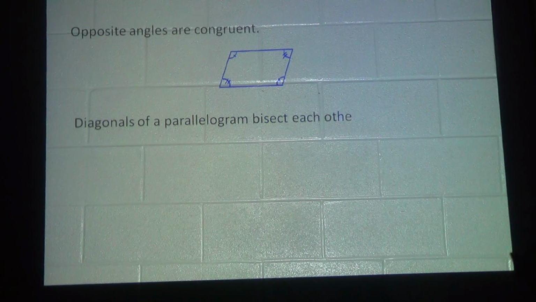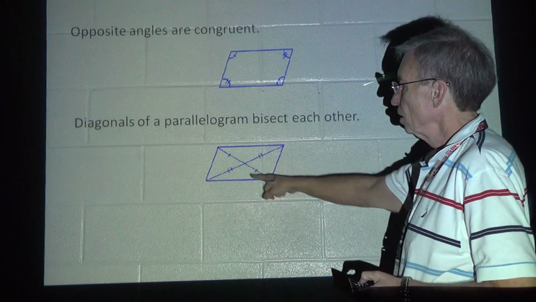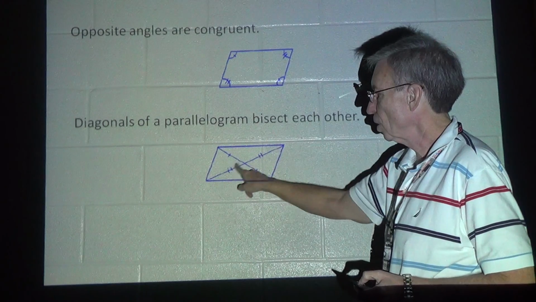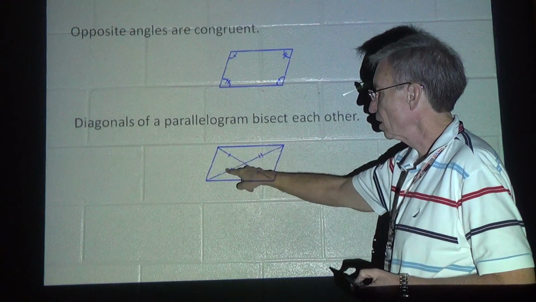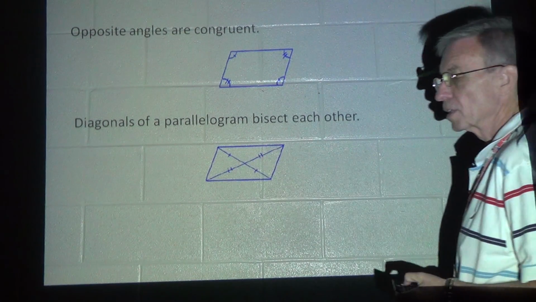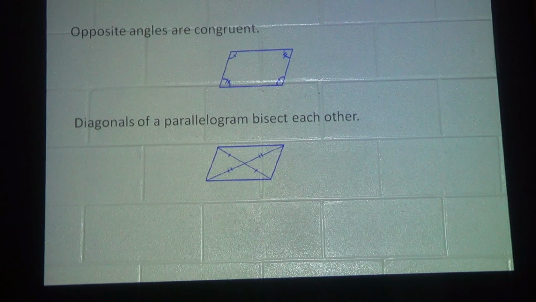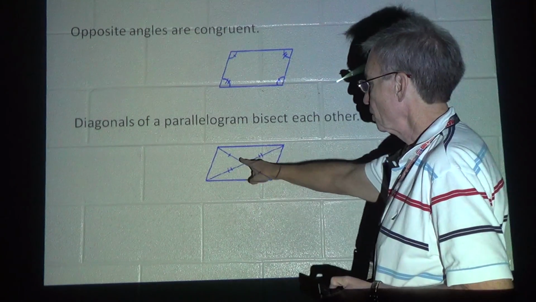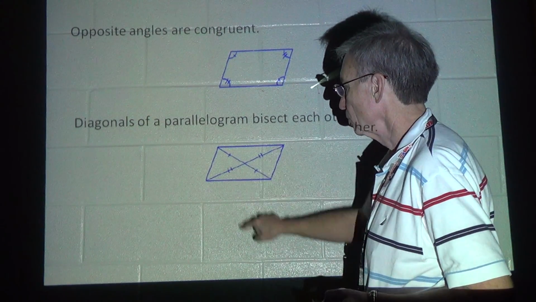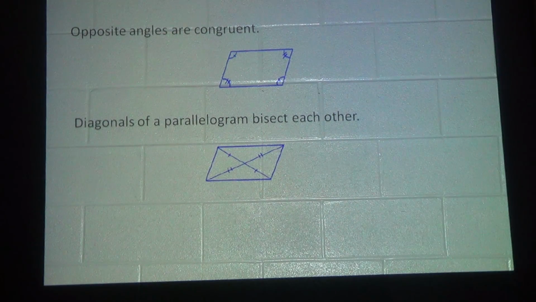Okay, diagonals of a parallelogram bisect each other. So if it's a parallelogram, if I draw these diagonals, they're going to cut each other into two equal pieces. That does not mean that the diagonals are the same. In other words, this piece may or may not be equal to this piece. The only time that those diagonals will be the same is if it is a rectangle. And since squares are rectangles, then their diagonals are also congruent.